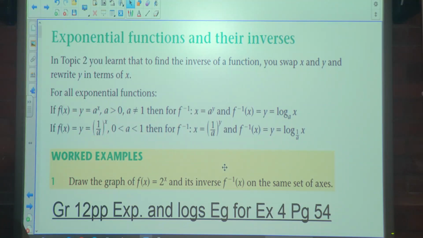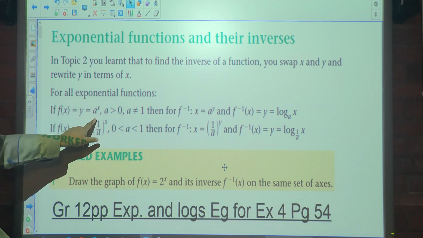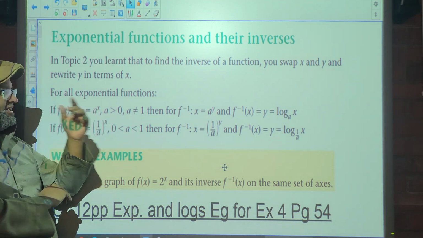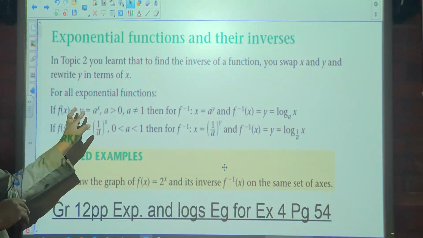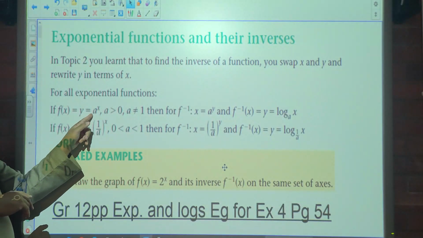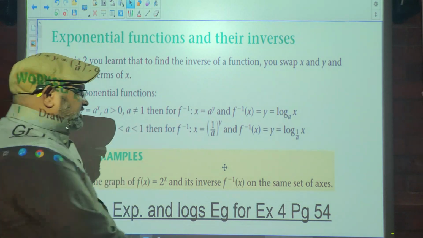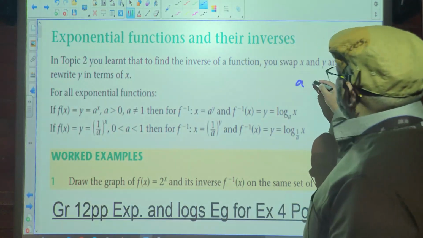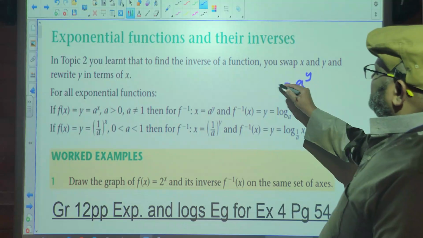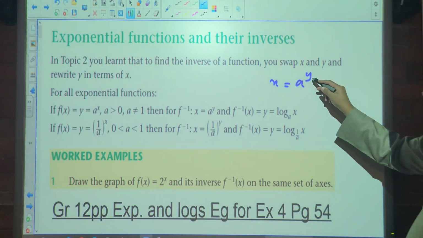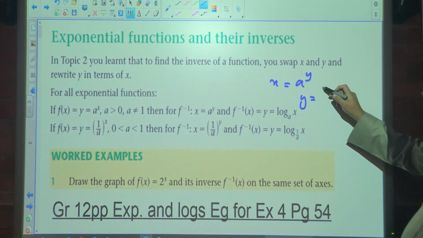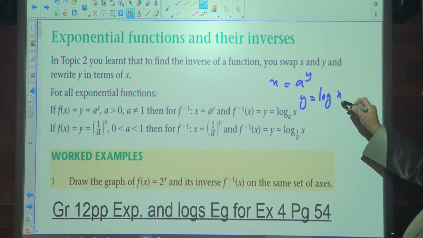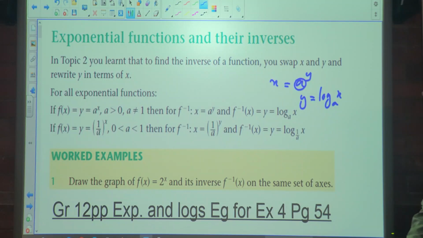For all exponential functions, if f of x is equal to y is equal to a to the x, where a is greater than 0, that has to be positive, a can't be 1, then for the inverse function, you interchange x and y. So x is equal to a to the y. I can change this to log format, so that's the subject of your formula. So y is equal to log x base a. Remember, the base remains the base.